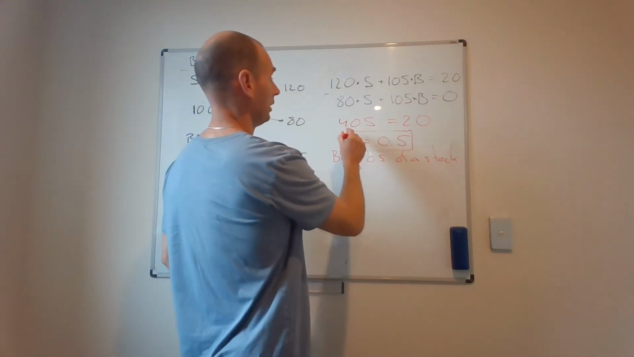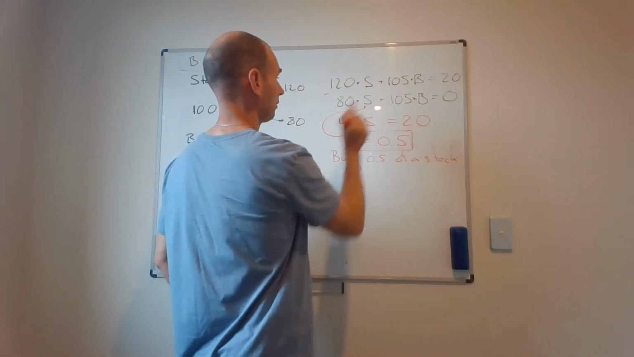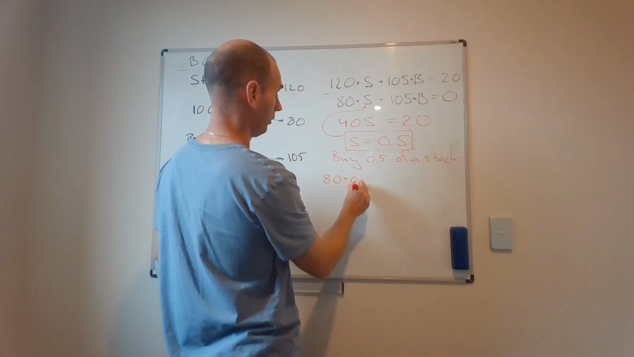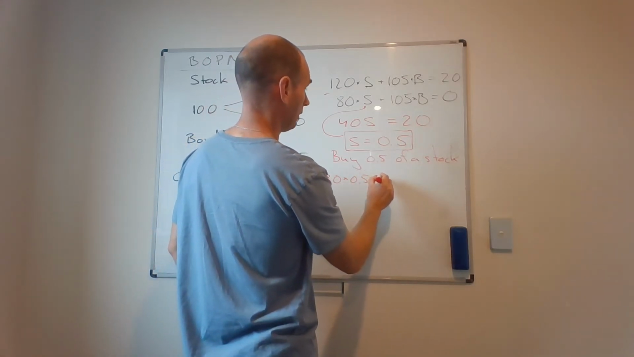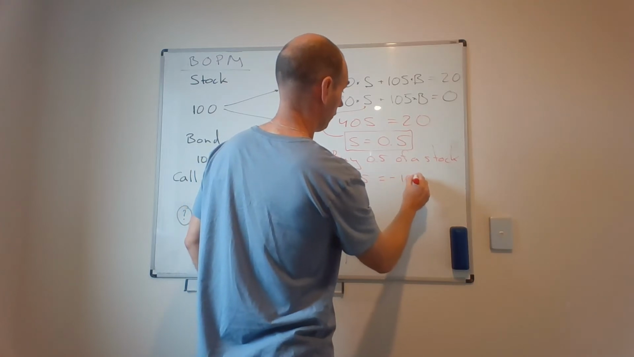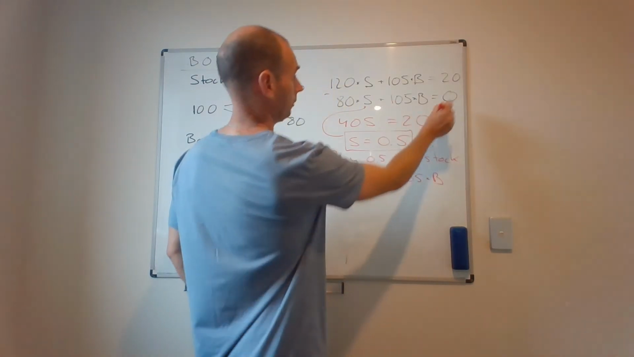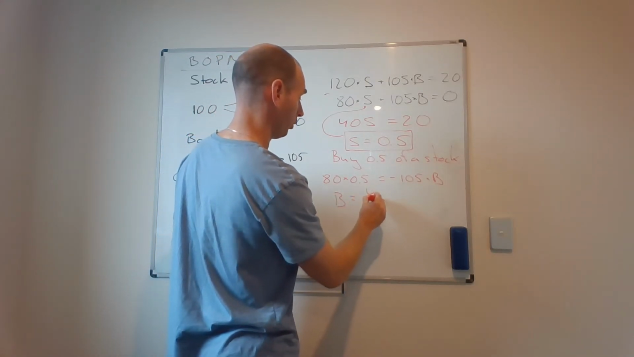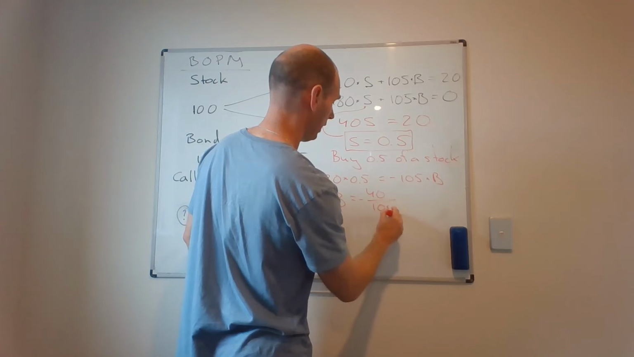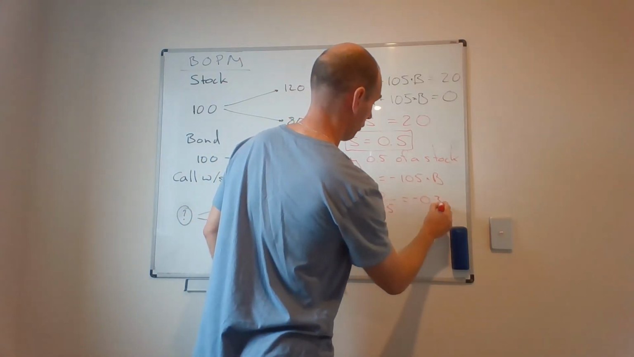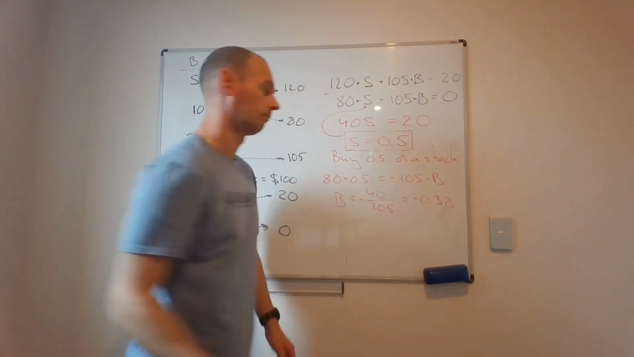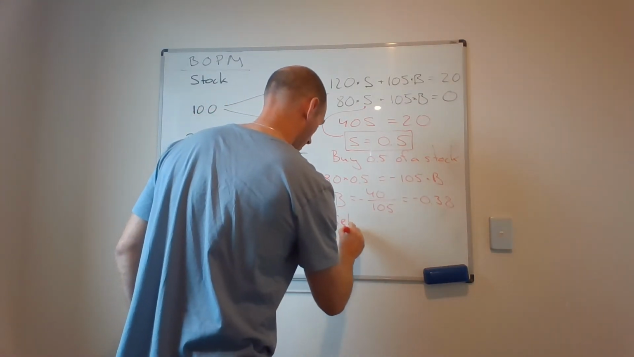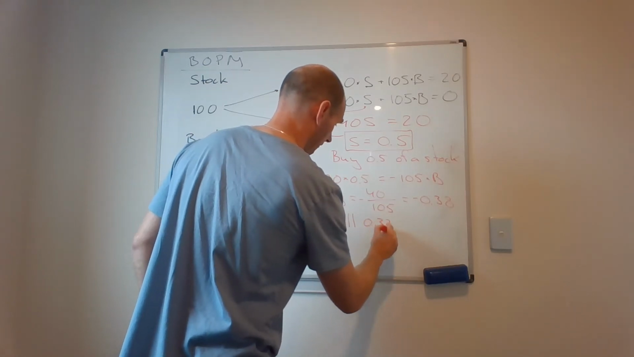So we got S. Now let's plug it in here, and we will have 80 times 0.5 equals minus 105 times B. Put it on the other side, so we have a minus. So B is equal to minus 40 divided by 105, which is minus 0.38. That means that I sell 0.38 of a bond.